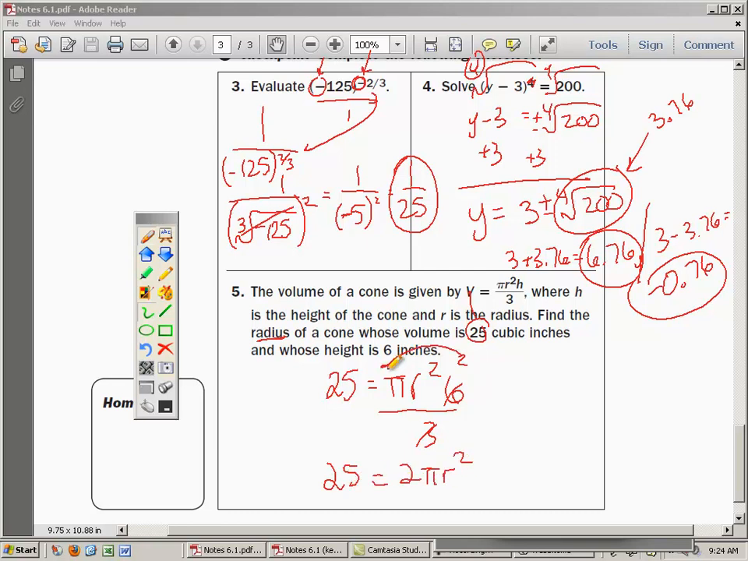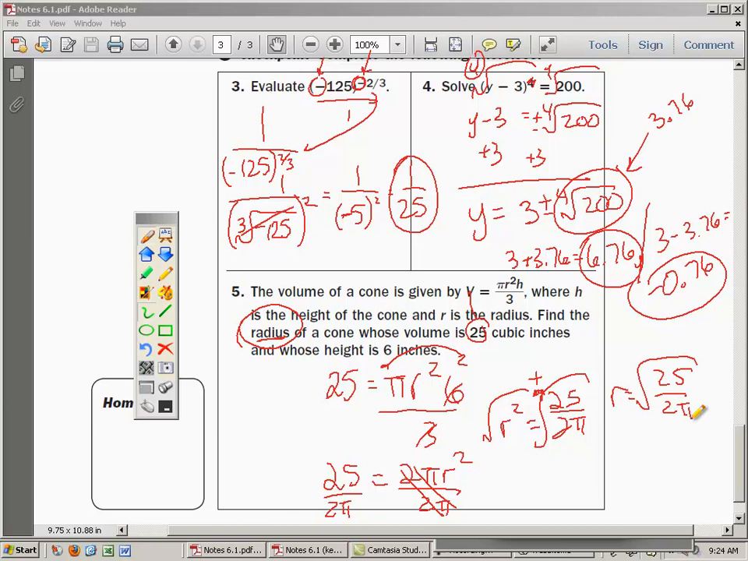Now this becomes 25 equals 2 pi r squared. I'd like to put the 2 in the front if I could. I'm going to divide both sides by 2 pi, and I get r squared is equal to 25 divided by 2 pi. Now to isolate r, I'm going to take the square root of both sides. In the previous example, we had to do plus or minus, but here, since I'm talking about a radius, I don't need plus or minus, because the radius has to be positive. So r is going to be the square root of 25 over 2 pi.